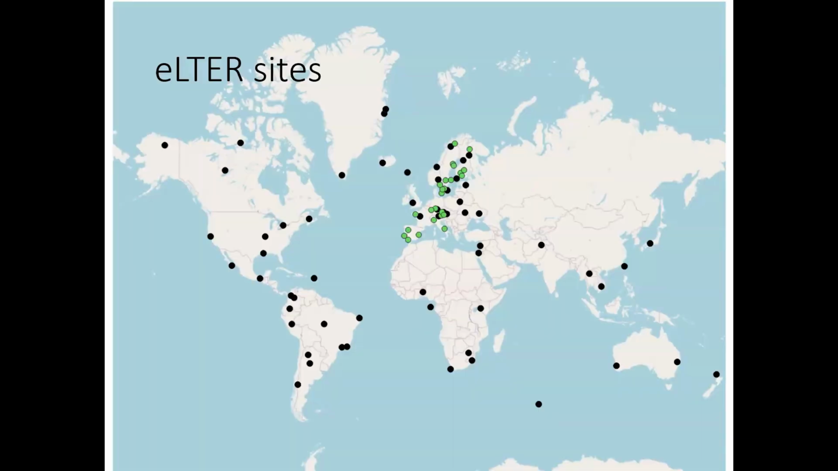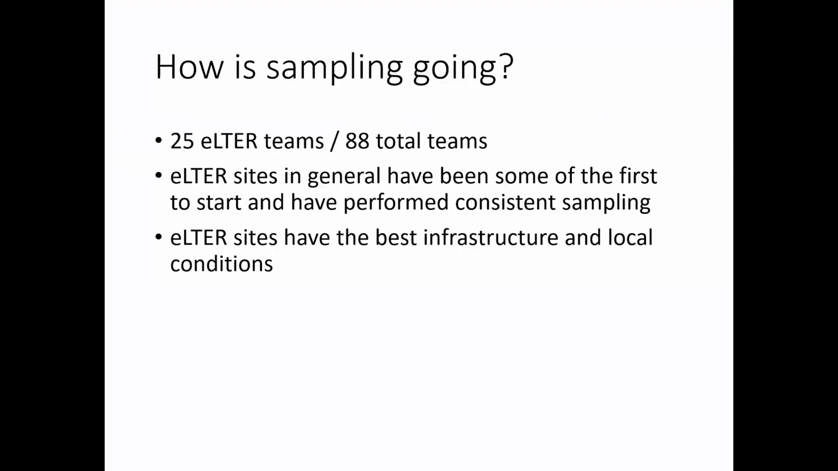Here's our global sampling map, and you can see the eLTER sites here in green. So you can see that they are a really substantial proportion of our European sites. And Europe is a sort of higher density area for us, where we sample at a higher density and get more information. And of about 88 total teams that we have around the world, 25 are eLTER teams. So it is a good chunk.